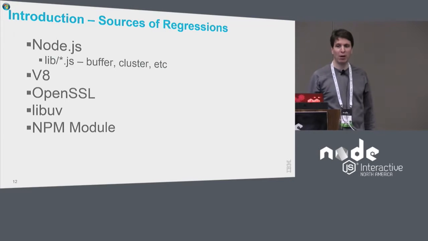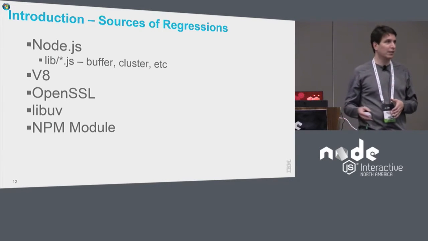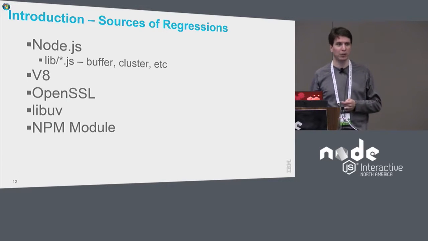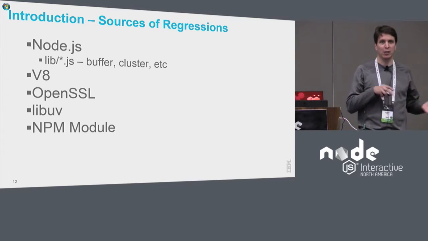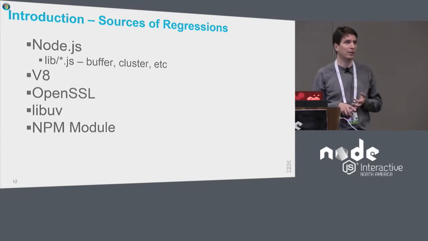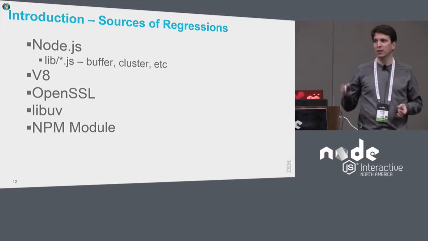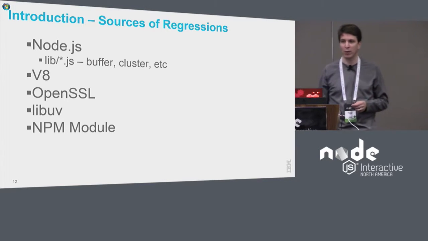In terms of where to look, obviously, we can look at Node.js itself, things like the buffer and cluster modules. Depending on what you see as a regression, it might point you in one of those directions. But the first thing I'd personally look for is whether there were any major changes in the dependencies. Things like V8, OpenSSL, and libuv can often have a significant impact on your performance. So I'd first rule out whether any of those dependencies have changed before I went on to anything else.